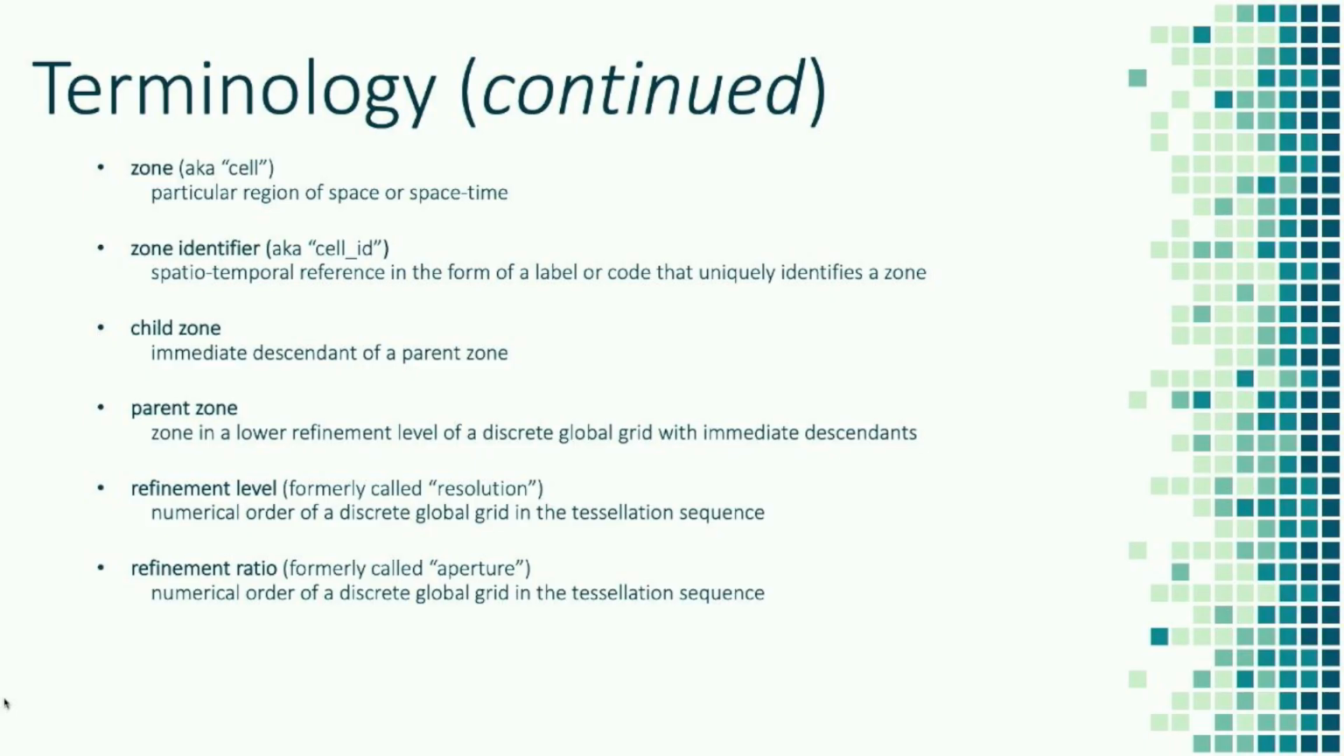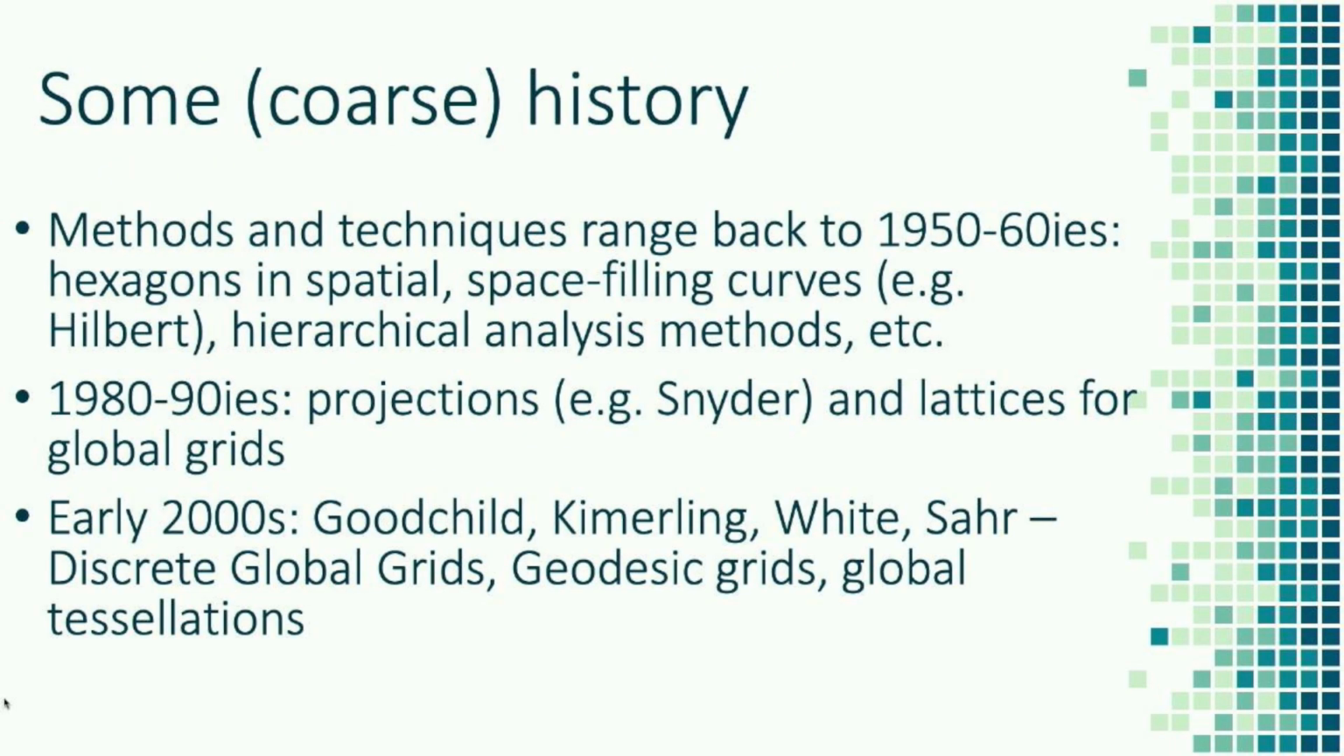And then refinement ratio, also called aperture, is how many children zones together fit with a parent. So in H3, you have 7 child hexagons that together have exactly the area of a parent hexagon. And a classic 4x4 pixel subdivision is aperture 4, or refinement ratio 4, because it is exactly subdivided into 4 pixels. Okay, that covers some of the terminology.